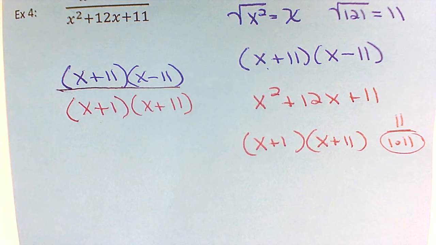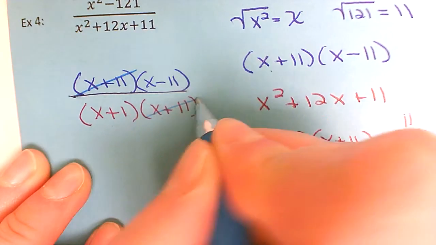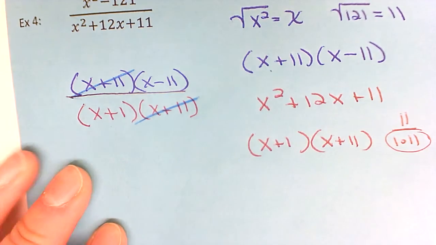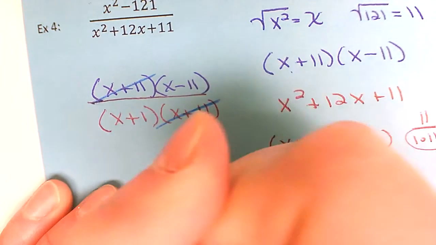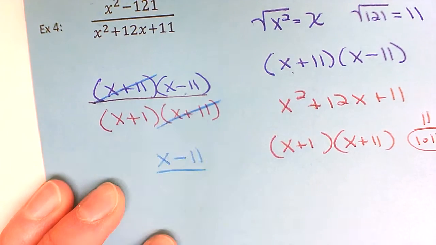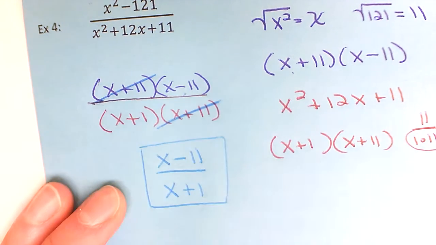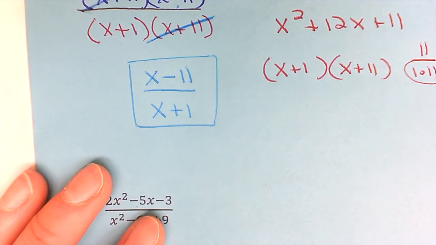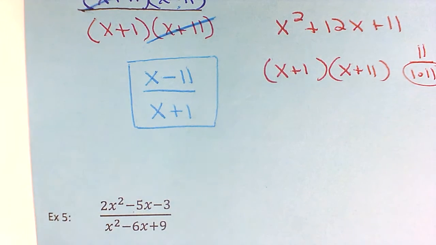So now what I need to do is cancel out what we have in common on top and bottom of the fraction bar. So what I see in common, I've got an x plus 11 here and an x plus 11 here. Don't have anything else in common, so now I'm going to bring down my answer. X minus 11 is still on the top of the fraction bar, and x plus 1 goes on the bottom. So I've got x minus 11 over x plus 1.